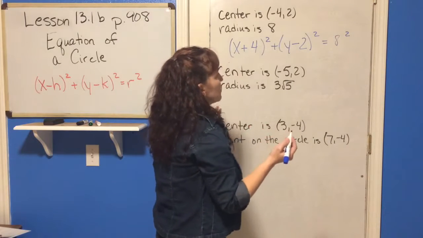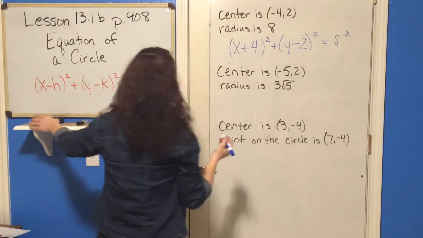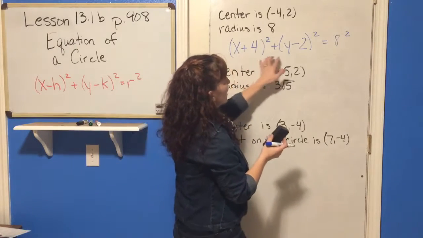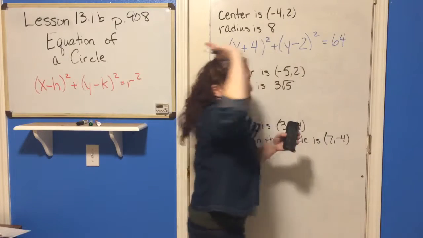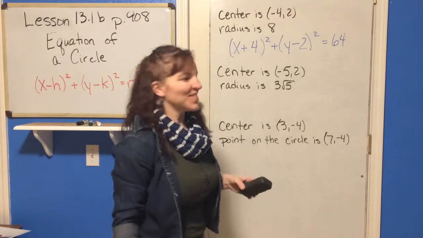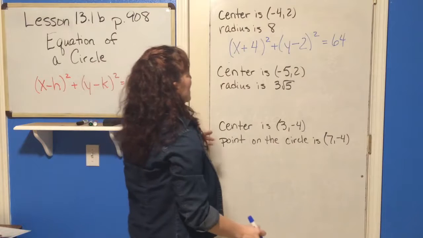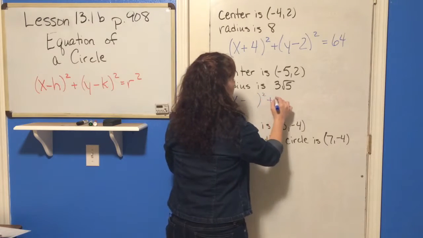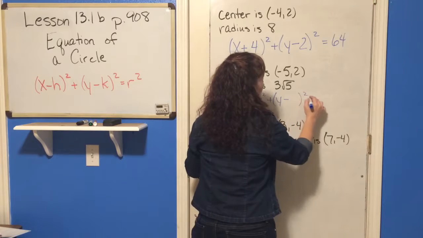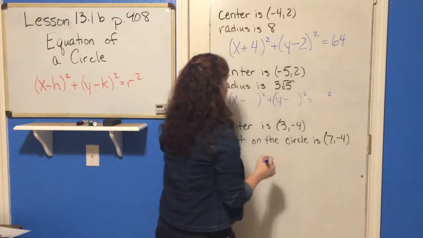So now you just have to simplify it, and the only thing you need to simplify is this; leave the rest the way it is. 8 squared is 64. That's it. You're done. All right? Don't make this too hard. Okay? Once again, (x − h)² + (y − k)² = r².